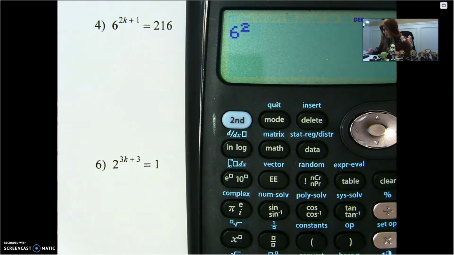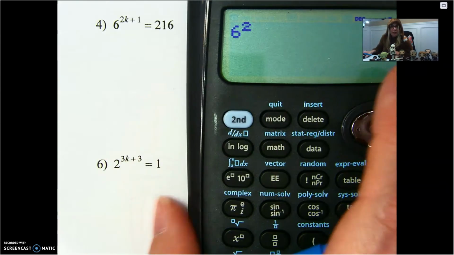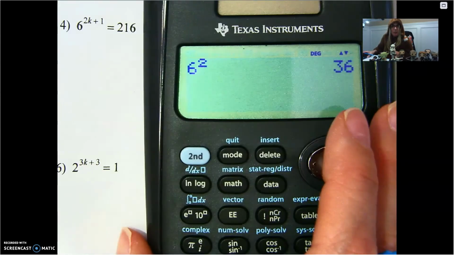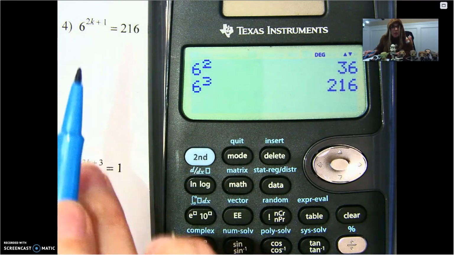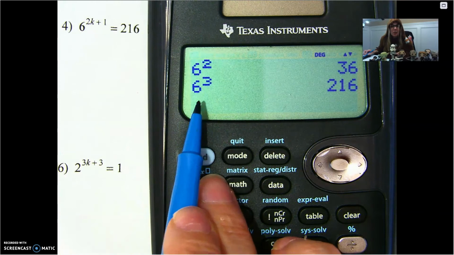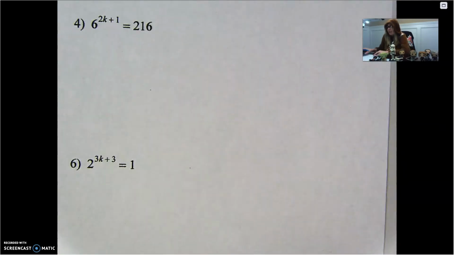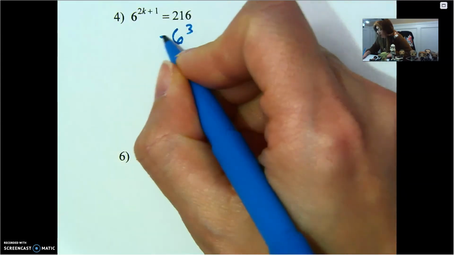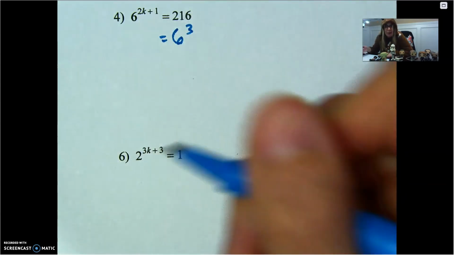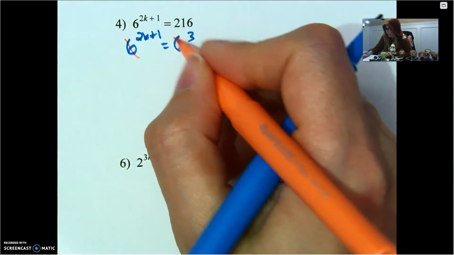6 squared is definitely not 216, right? 6 squared is 36. So how about I try 6 to the 3rd? Found ya! All right, we can rewrite 216 as 6 to the 3rd. That way we haven't taken away any value. It's still 216, but with its hair in a ponytail. Yay. All right, so these bases are the same.